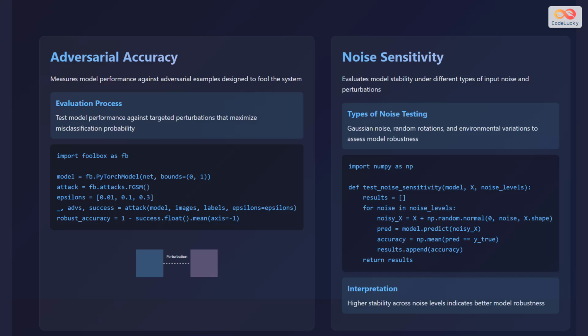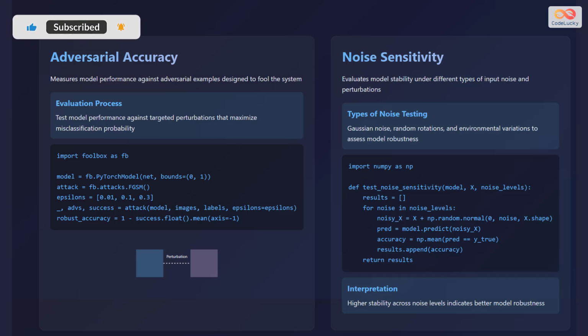Now let's discuss robustness metrics, beginning with adversarial accuracy. Adversarial accuracy measures model performance against adversarial examples designed to fool the system. We can evaluate the model performance against targeted perturbations that maximize misclassification probability.